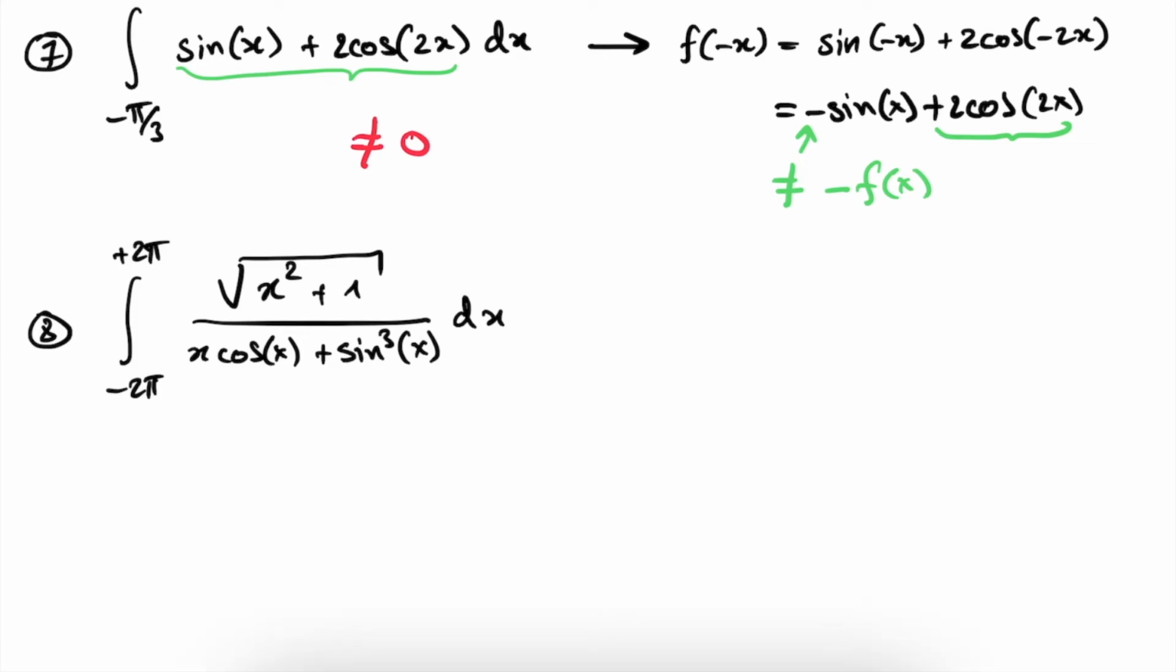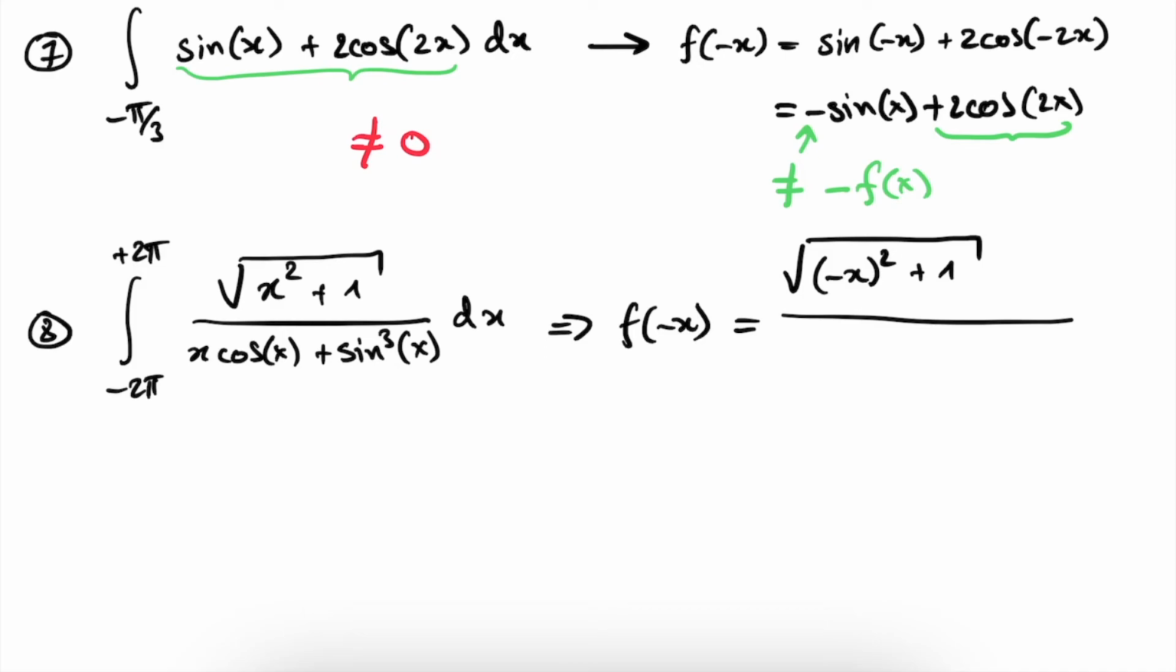However, we probably could get a result because we're integrating here over a symmetric interval, and therefore it might be worthwhile to look whether this function is an even or an odd function. So let's look at f of minus x. This is equal to the square root of minus x squared plus 1 in the numerator, divided by minus x times the cosine of minus x, plus the sine to the power of 3 of minus x.